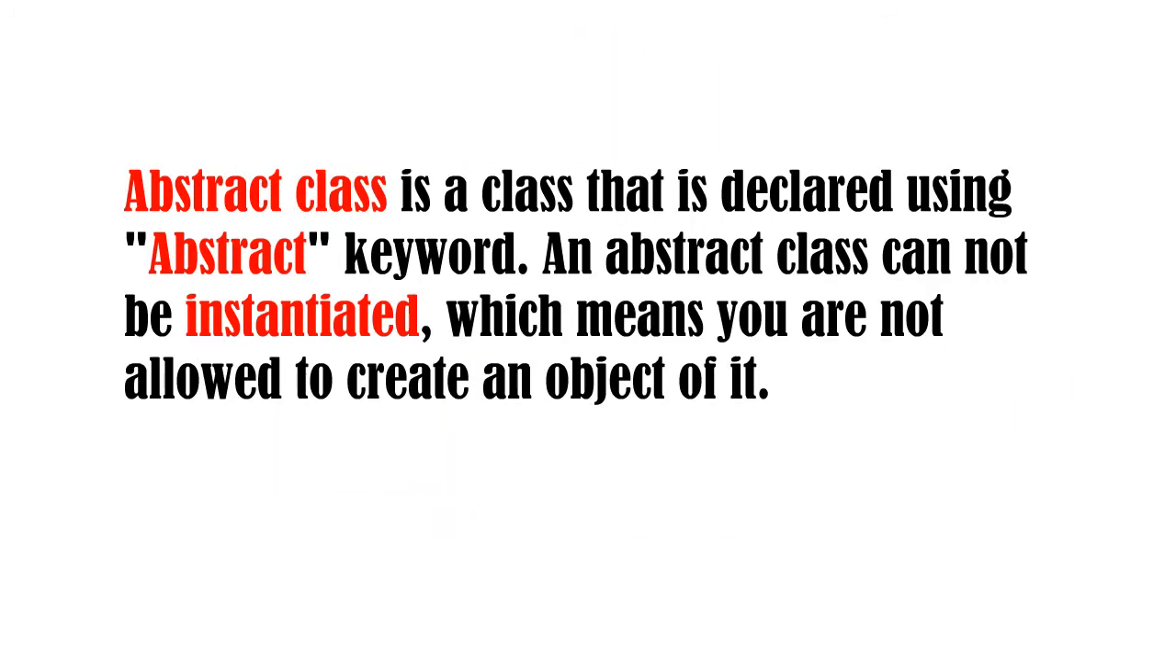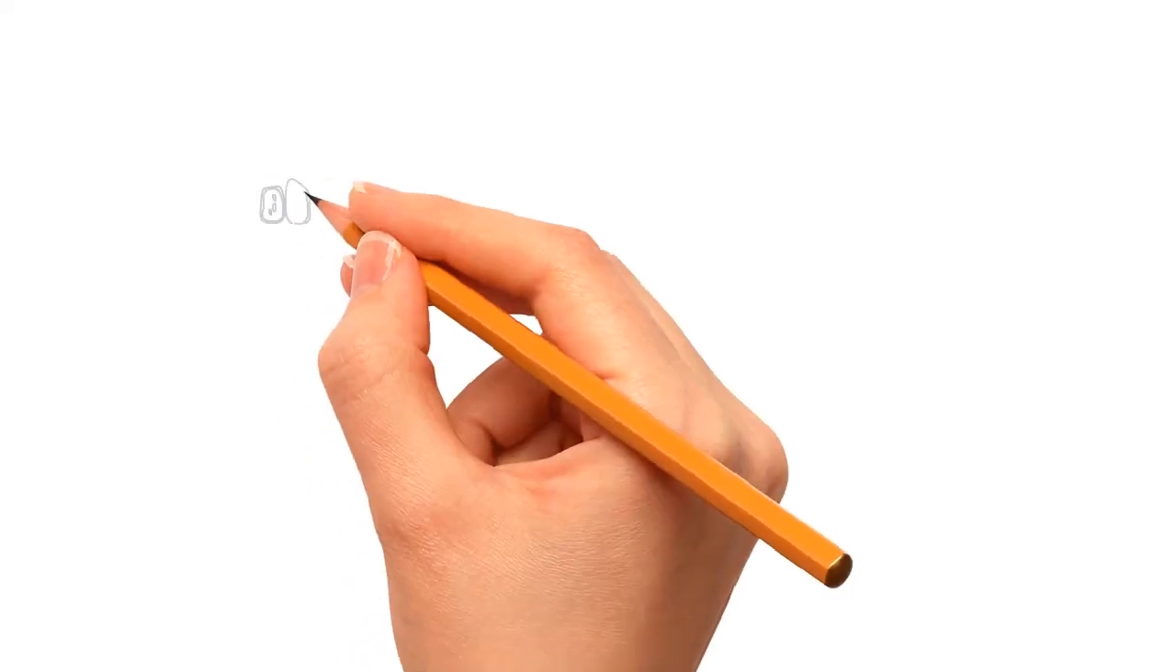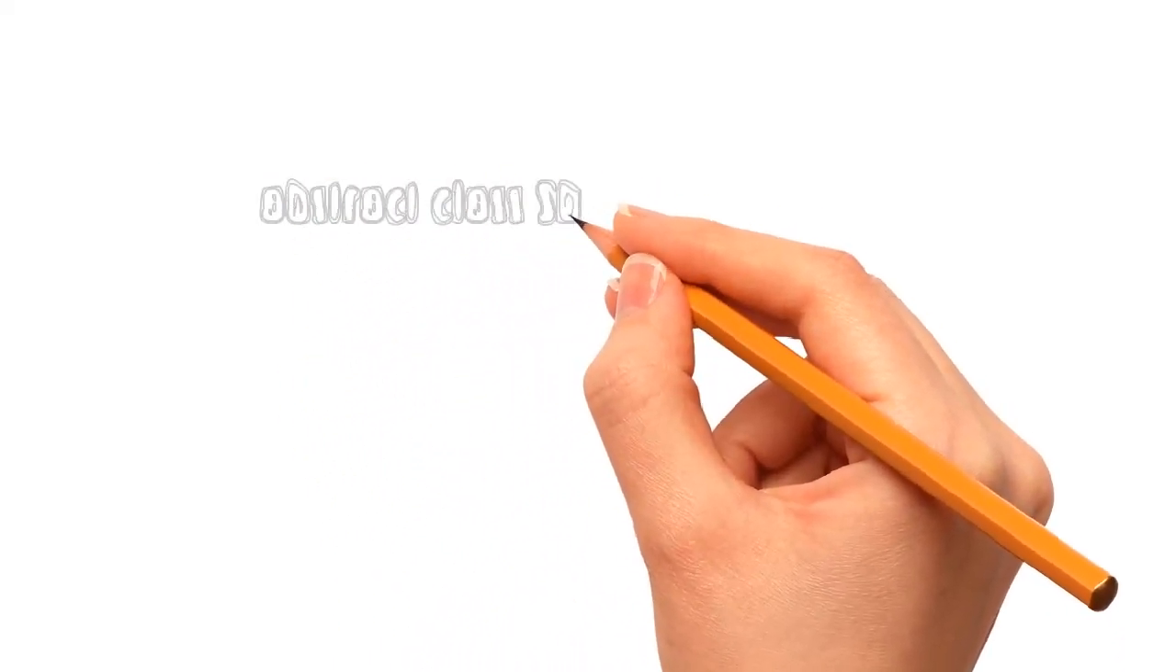So, an abstract class is a class that is declared using the abstract keyword. An abstract class cannot be instantiated, which means you are not allowed to create an object of it. This is how an abstract class will look.